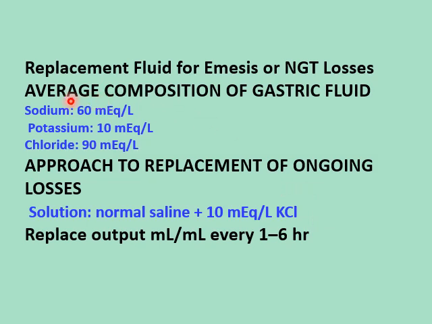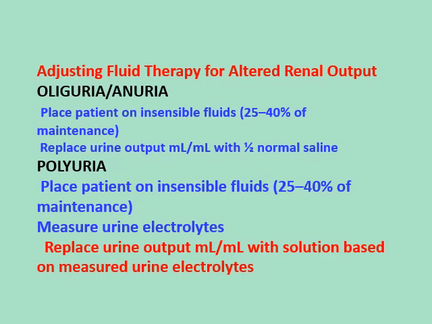Replacement of fluid for emesis or NG losses. Average composition here: the sodium is very high, more than the diarrheal stool. Potassium is less, and the chloride is high because HCl is secreted in the stomach. So the approach to replacement is normal saline, very important, plus KCl. Replace output milliliter per milliliter every 1 to 6 hours. You should keep this in mind.